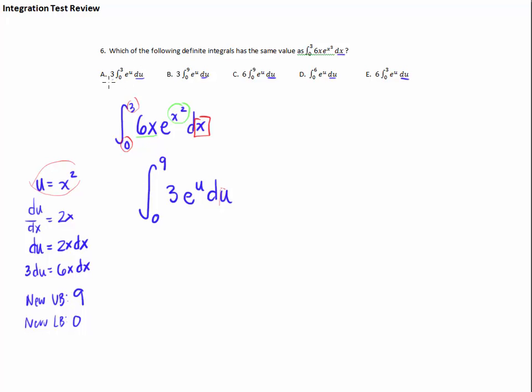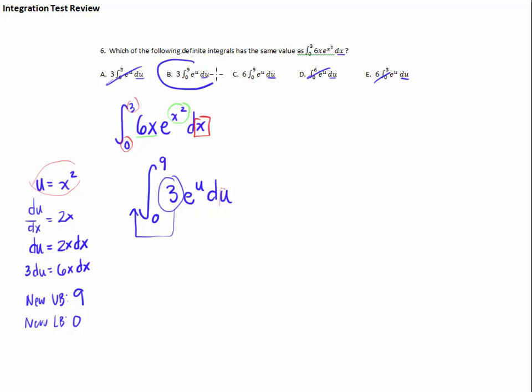Well, I know my bounds are 0 to 9, so that one's not right. That one could be, that one could be, that one's not right, and that one's not right. So let's take a look at these two right here. This one's got a 3 on the outside. That is something that we can do with constants. I can pull that 3 and put it on the outside. So B is going to be our correct answer.